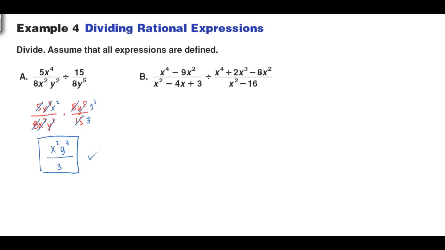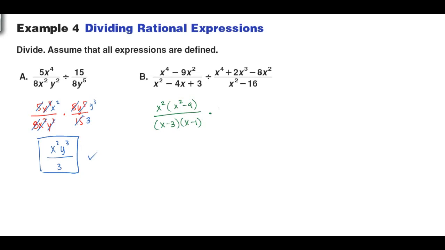It could work just as well in B. In B, what you want to do is make sure you factor stuff out. So notice the top, I'm going to factor out an x squared and be left with x squared minus 9. Ooh, difference of squares, right? Also here, what is that? What two things multiply to 3 that add up to negative 4? I think that's x minus 3 and x minus 1.